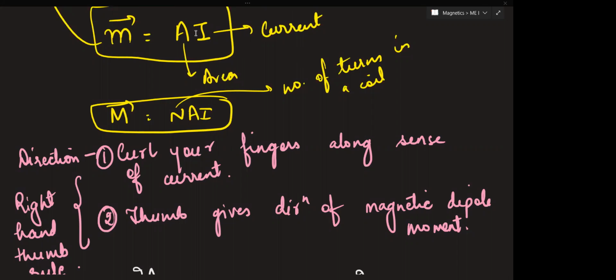Ma'am, the small m and capital M both are for magnetic dipole moment? Yes, actually it's capital M only. In certain books you will find it as small m, in certain books you will find it as capital M. So I write it as capital M only. By mistake I had written it as small m, because small m we will use for magnetic strength that we'll see in the next lesson. So write it as capital M only. Okay, ma'am.